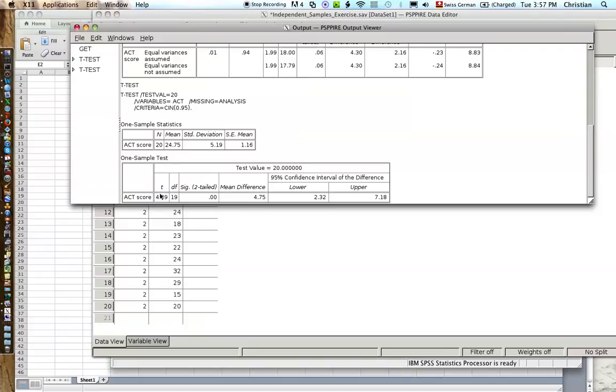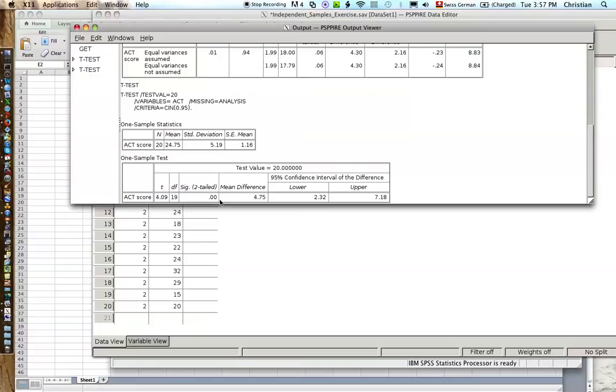And if we go to the front here, the t-test of 4.09 with the degrees of freedom of 19, right? It's just one group, so it's just 20 minus 1, so 19. This 4.09 with the degrees of freedom of 19 is significant at the 0.00 level. So it's highly significant, right?